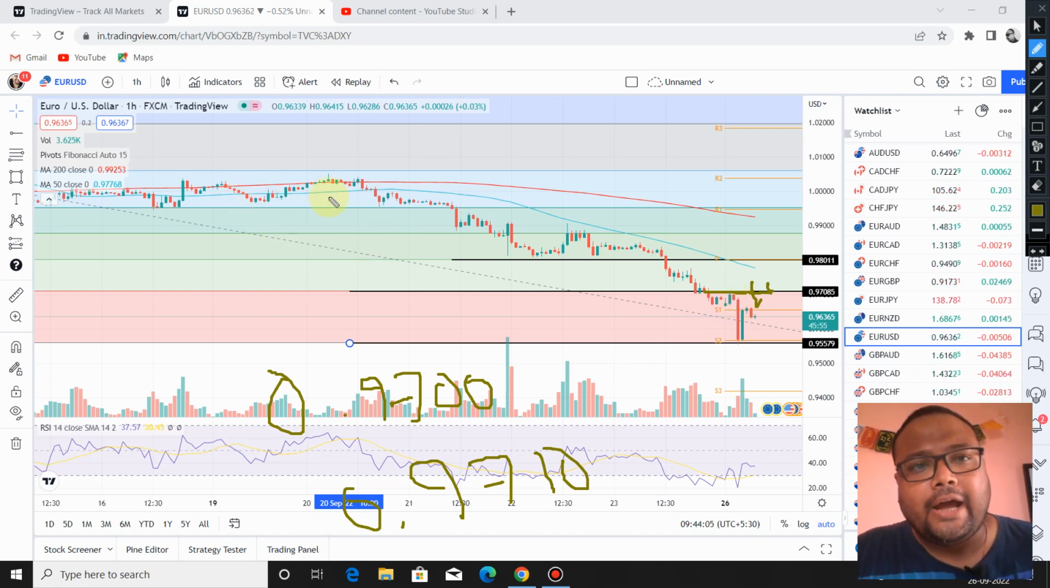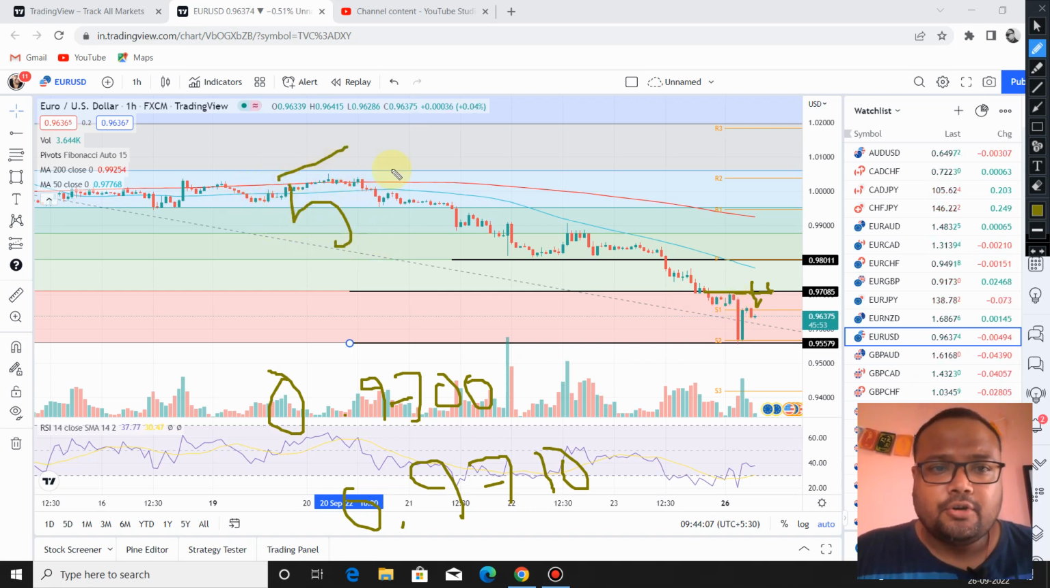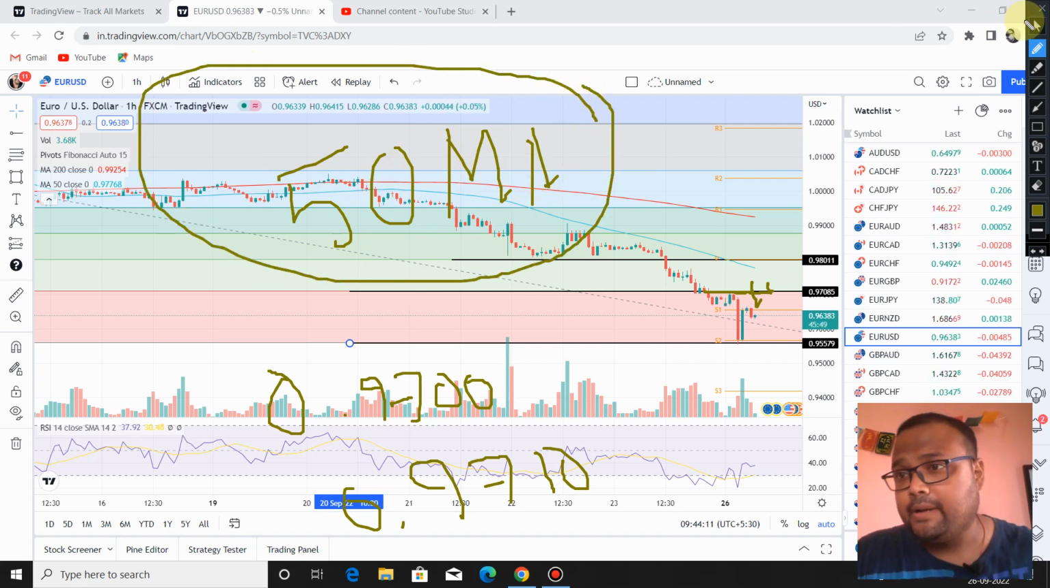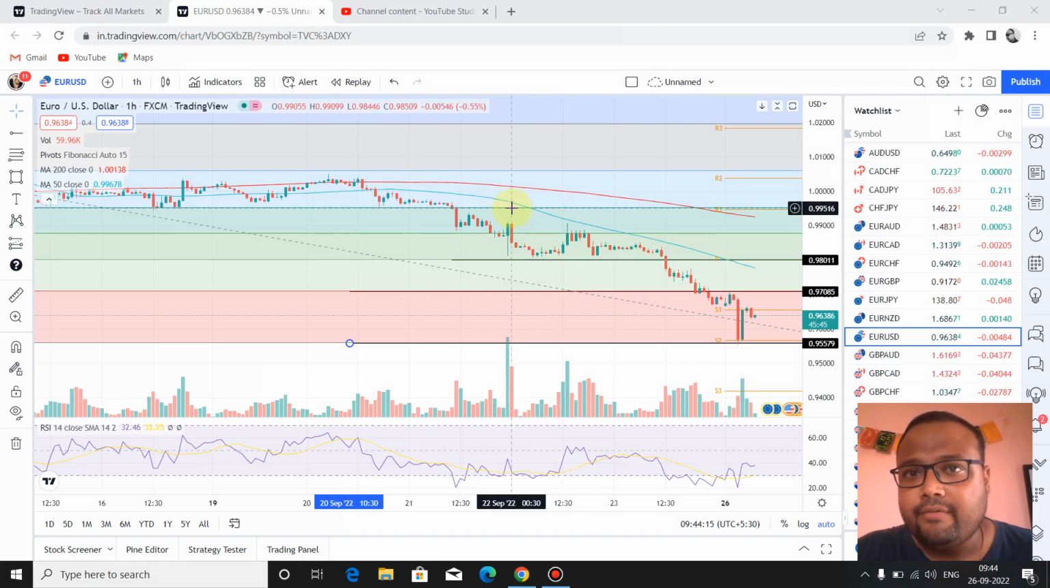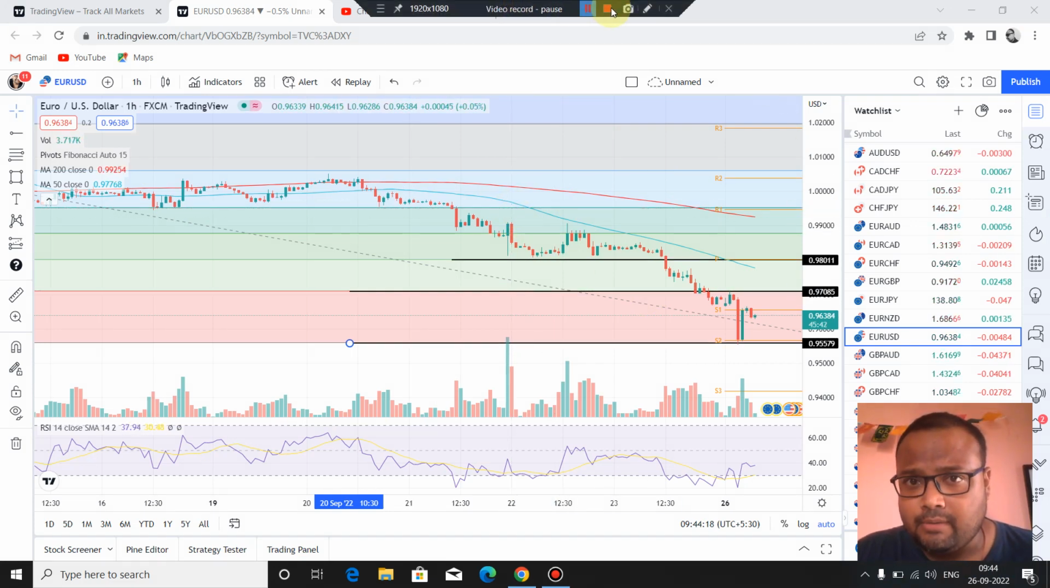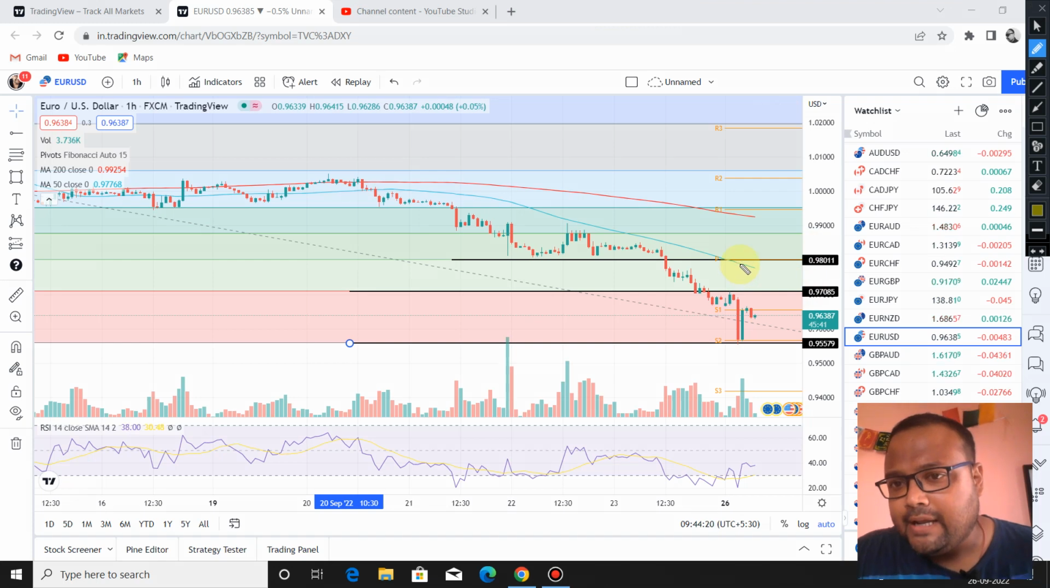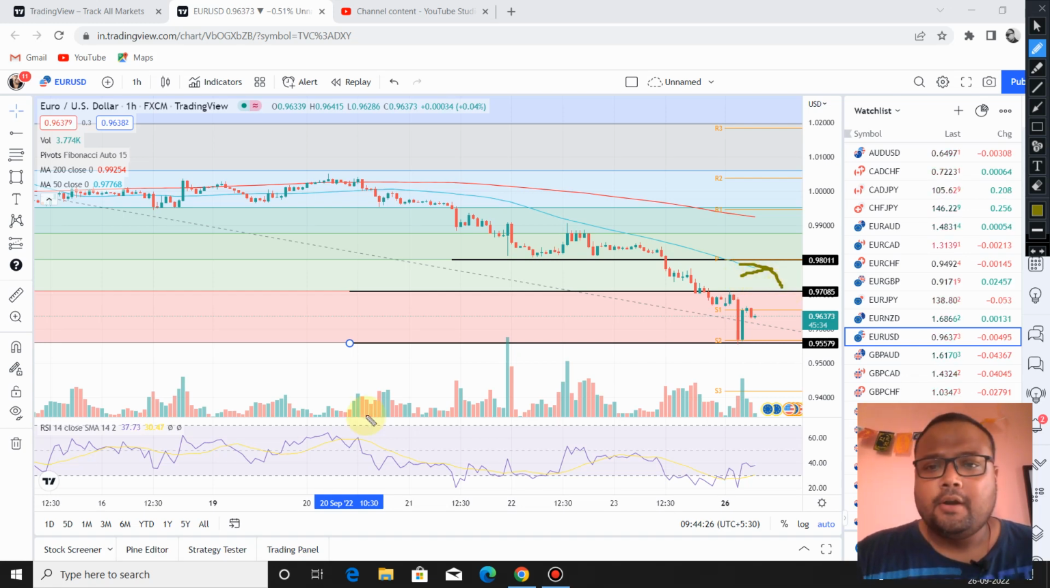If possible, try to add a 50 moving average on your charting platform, because you can see the 50 moving average is acting as a dynamic resistance to the market. In case the market breaks also, there's a high chance that the 50 moving average will act as dynamic resistance and the market will be reversing from here. It's a dynamic resistance, so I cannot give you the exact figure.